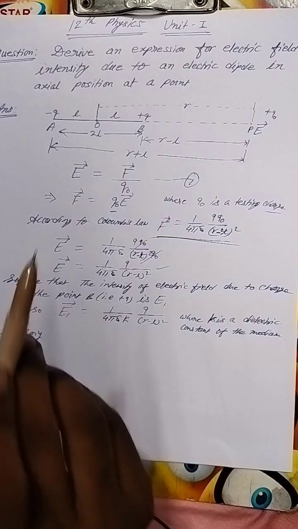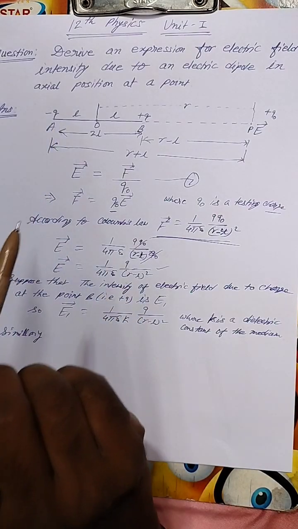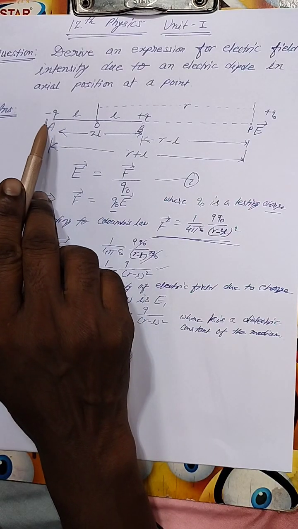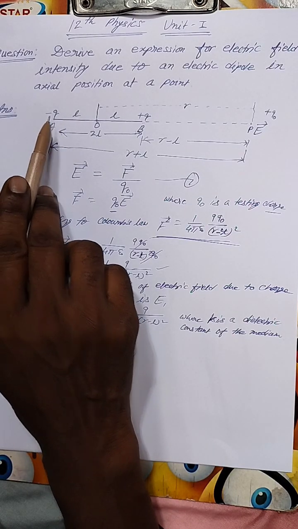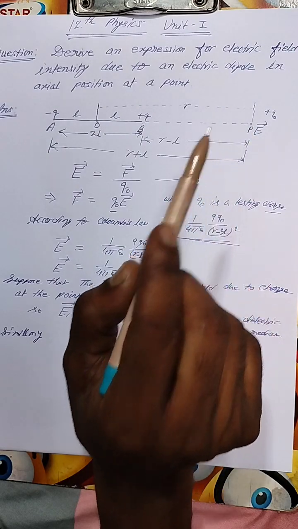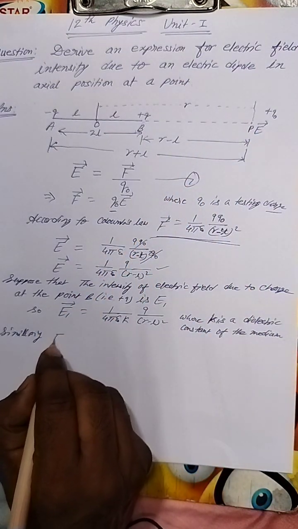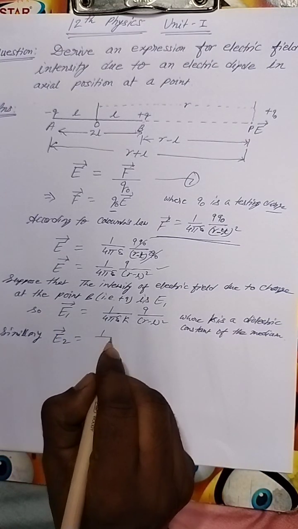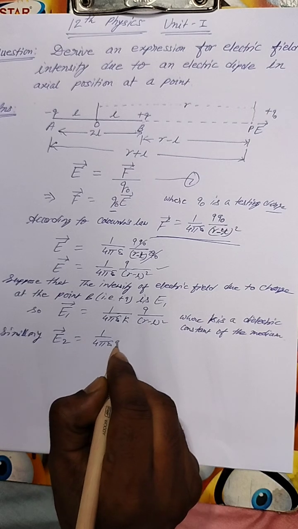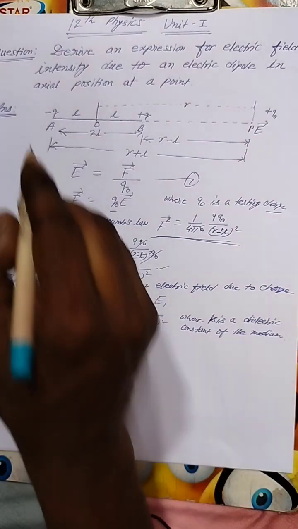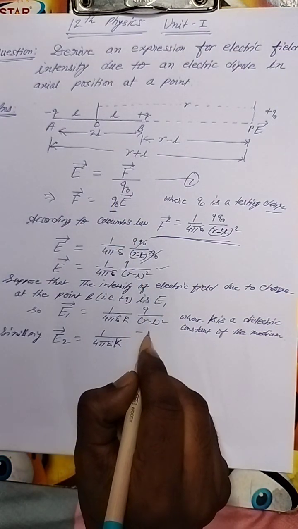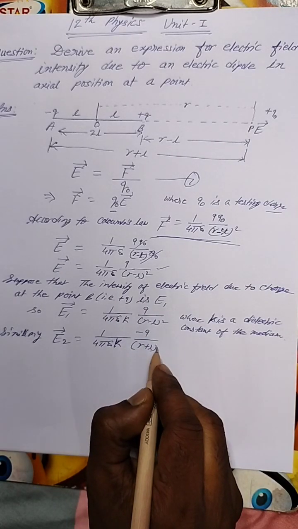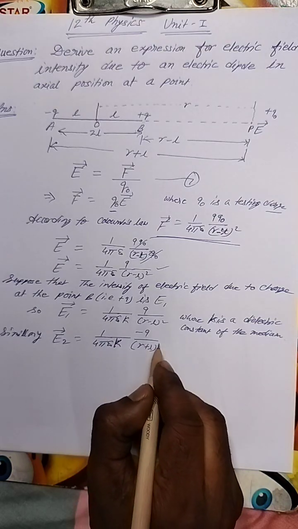Similarly, we will assume the intensity of electric field due to charge minus q at the point P is E2. E2 is equal to 1 upon 4 pi epsilon 0 K, charge minus q upon (r plus L) whole square.